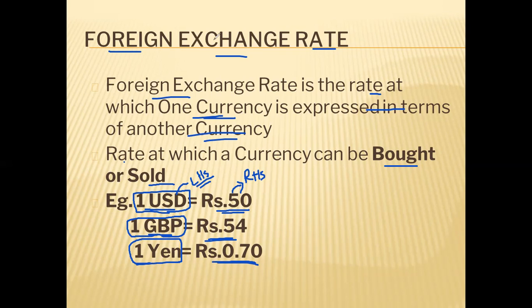So what is the exchange rate? Exchange rate is the rate at which one currency you can get for another currency. So that is exchange rate. And in another way, it is the rate at which one currency can be bought or sold. So which currency's rate will be expressed in which currency? For that you will have to see the left hand side part of the equation. Left hand side will give the currency whose price is quoted in the right hand side. So this is the exchange rate meaning.